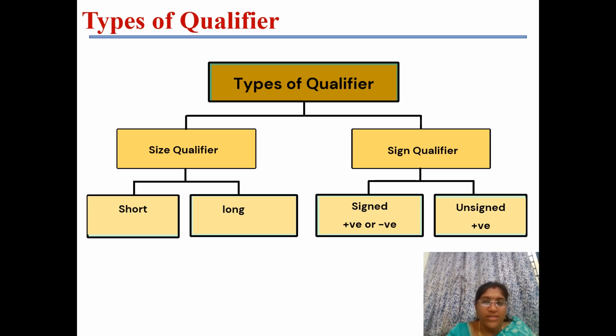Qualifier modifies the characteristic of basic data types. Two main categories of qualifiers are size qualifier and sign qualifier. Size qualifier affects the storage size of a data type, and sign qualifier determines whether a variable can store negative values. Size qualifier is further classified into short and long. Short uses less memory than the default integer type. Long uses more memory than the default integer type. Sign qualifier: signed and unsigned. Signed can store both positive and negative values. Unsigned can store only the positive values.